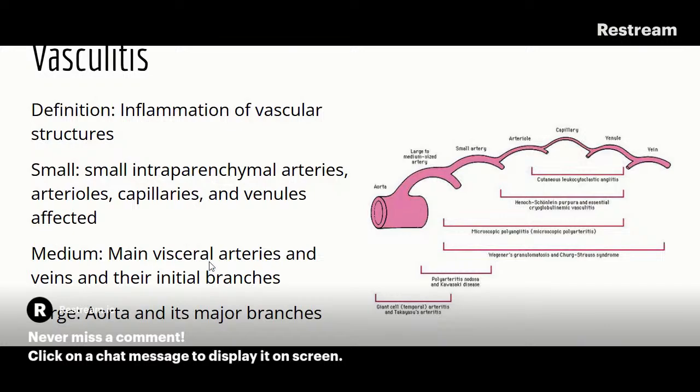Medium is going to be visceral arteries and veins and the initial branches. We're talking bigger arteries that supply certain organs, and their blood flow gets obstructed, and that leads to more of a systemic presentation that can cause quite significant upset. Large, lastly, is going to be primarily the aorta and major branches of the aorta, or a really large artery to begin with. We're talking about the temporal artery and the aorta. If left unchecked, really rapidly, you can have a massive problem.